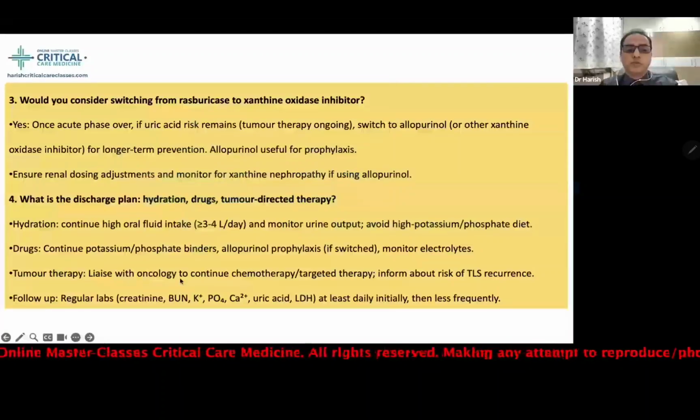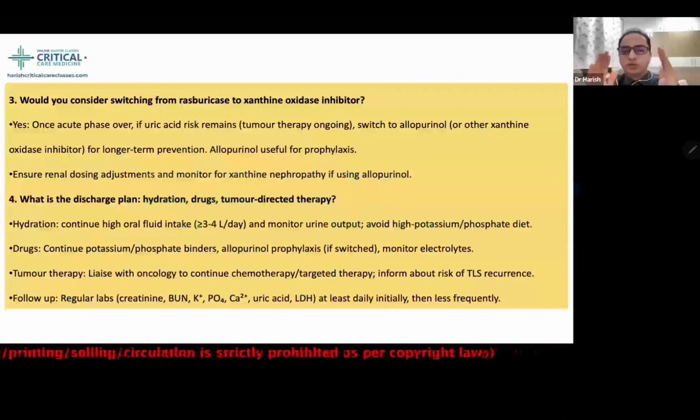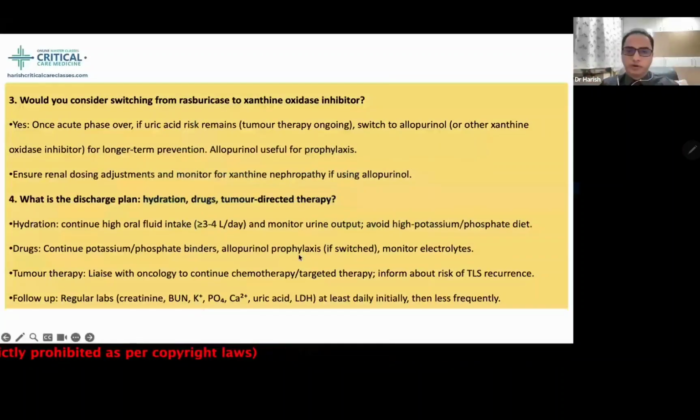For tumor-based therapy, when the medical oncologist plans to continue the chemotherapy or the targeted therapy, be vigilant about the risk of TLS recurrence also. So follow up with regular labs: creatinine, urea, uric acid, LDH, potassium, phosphate, calcium, and the fluid balance and urine output. Very important. Okay.